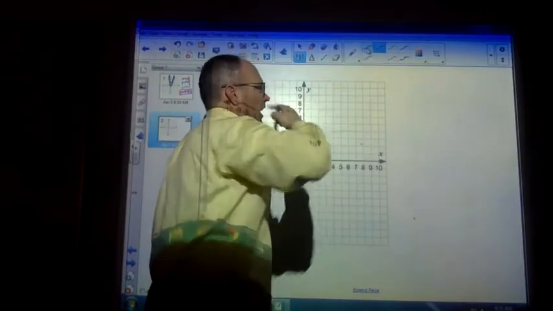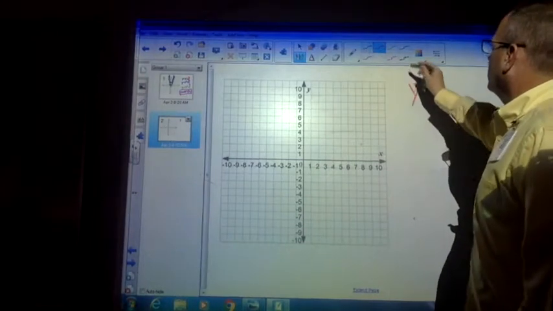All right, so let's start this next one where we have y equals x squared.